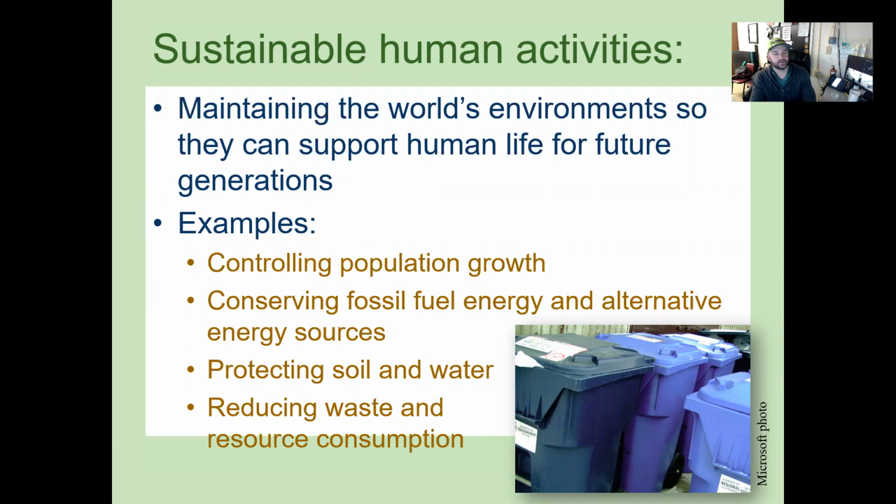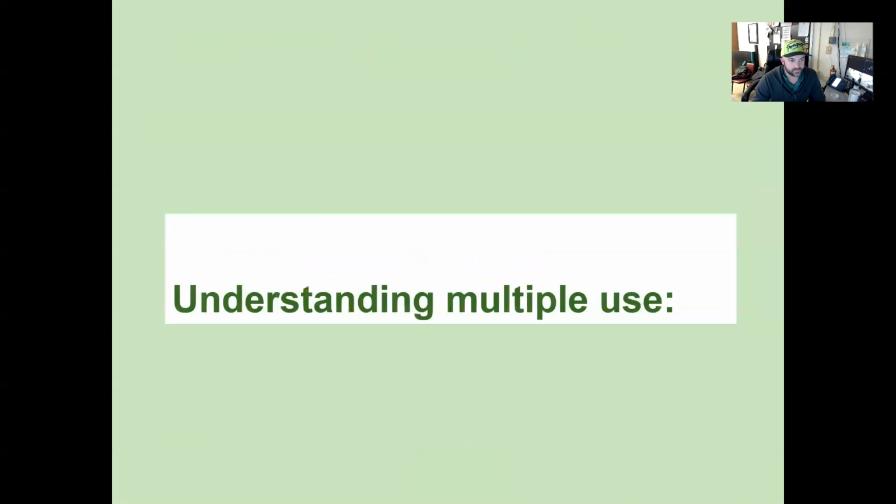Moving along with that, sustainable human activities maintain the world's environments so they can support human life for future generations. Some examples of this would be controlling population growth, conserving fossil fuel energy and relying on alternative energy resources, protecting soil and water, and reducing waste and resource consumption.